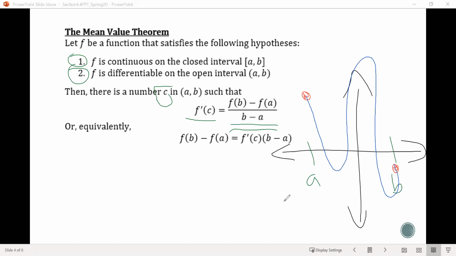What this theorem is saying is, if I connect the line between the points f of A and f of B, which is what the dotted green line is supposed to be, and I find the slope of that line, then there is some point in between A and B where the value of the derivative, or the slope of the tangent line, is going to be equal to the slope of that line.